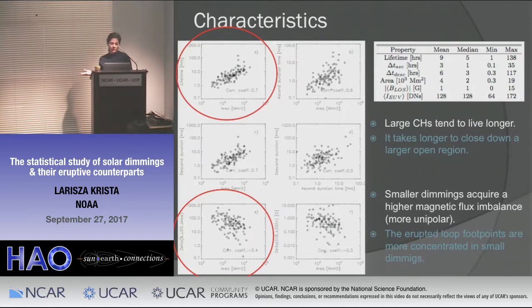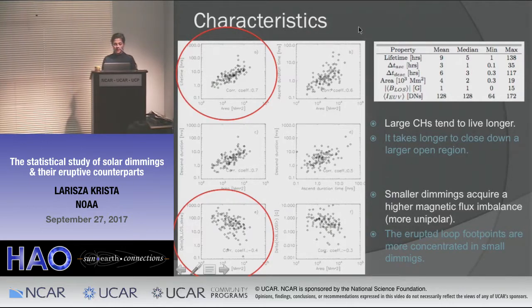The most interesting finding, which is not terribly surprising, is that large dimmings, I don't know why I wrote kernel holes, it must be just the back of my mind just writes kernel holes for everything. Large dimmings tend to live longer, but it's also true for kernel holes. So basically, the idea behind this is that if you open up a closed magnetic field and you've opened a lot of it, then of course it's going to take you longer to close that field down.